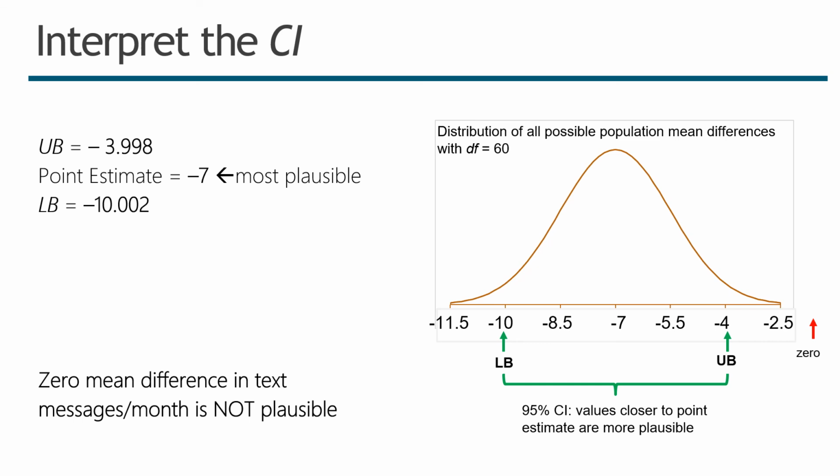Again, it's a good idea to identify where 0 is relative to the confidence interval. In this case, 0 is well outside of the confidence interval. That means that a 0 mean difference in text messages sent per month is not a plausible outcome.